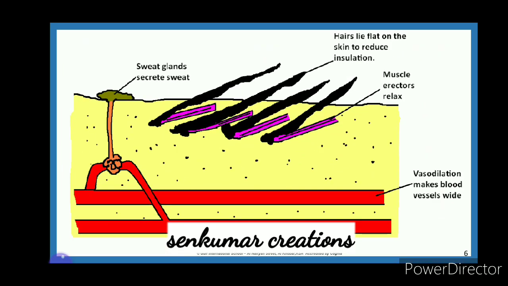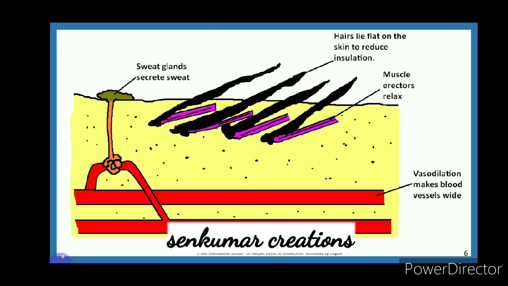So you can see here the structure of the skin. Already we have seen the hair is flat, you can see here. The muscle erectors relax so that the hairs lie flat on the skin to reduce insulation. Sweat glands are there, and they secrete sweat outside. Vasodilation makes the blood vessels wide so that more blood can pass through.